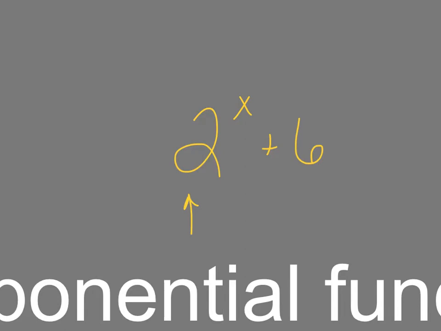Where is this whole pretty curve? If it was just 2 to the x, my horizontal asymptote would get really, really close to what axis? The x-axis, but not touch it. Here, in this case, where does this graph move? Up 6. So it's going to get really, really close to the horizontal line y equals 6, but not touch it.